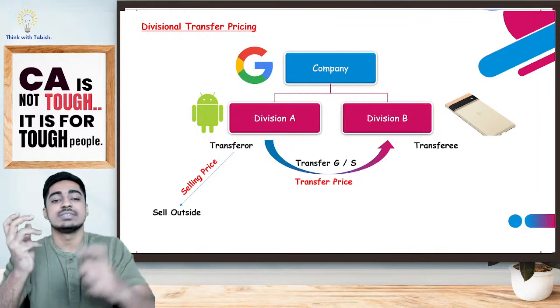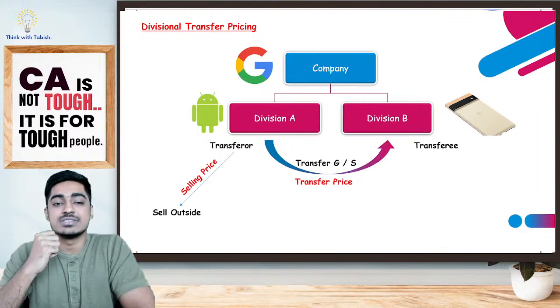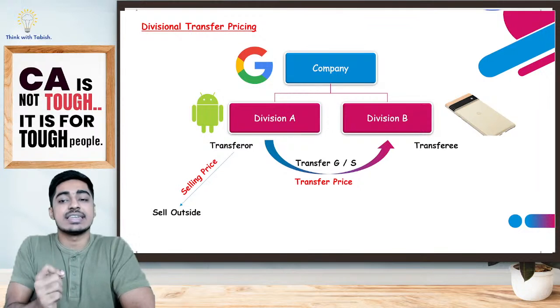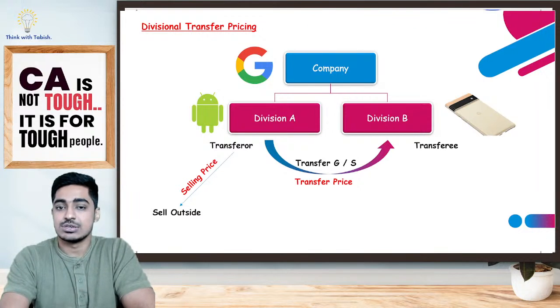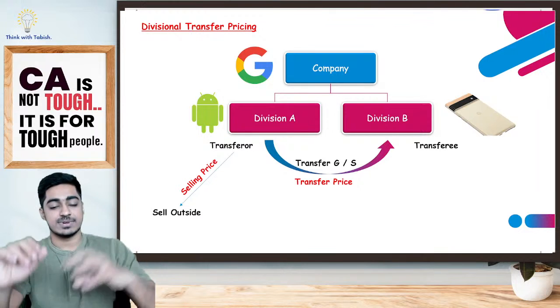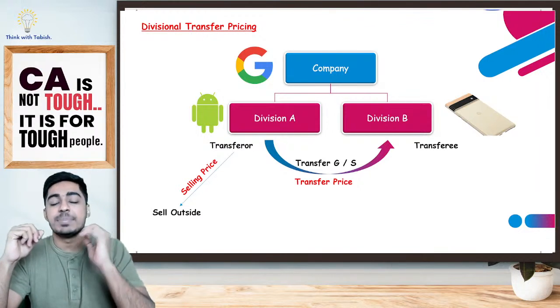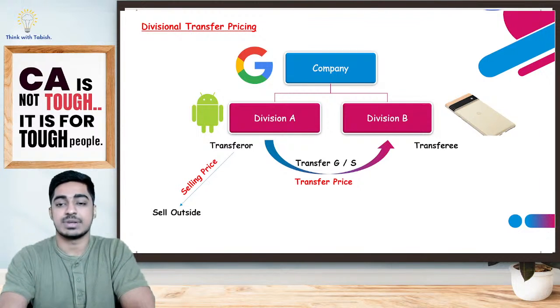So Pixel asks the Android division to provide them the services. The price the Android division is charging is called the transfer price. So when goods or services are transferred from one division of an organization to another division of the same organization, then the price at which they are transferred is called the transfer price.